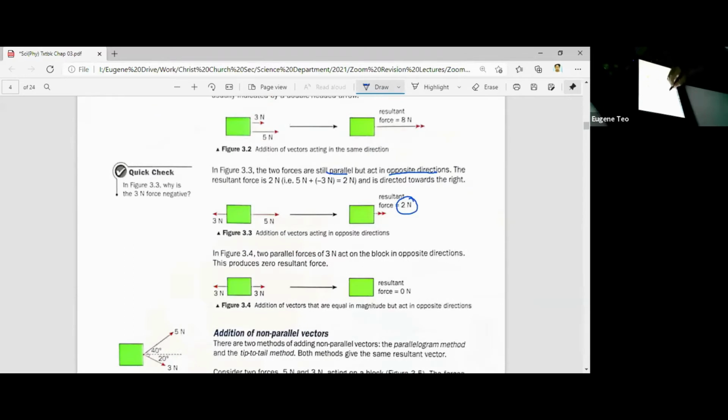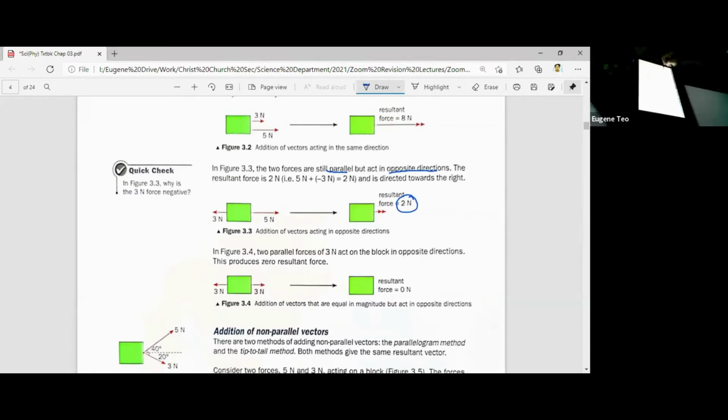And if I got 2 parallel forces in opposite direction but they're equal, so 3 Newton, 1 to the left, 1 to the right, the resultant force is 0. So this box will just be as it is. There's no need to draw another arrow. So parallel forces are easy because they act along the same axis.